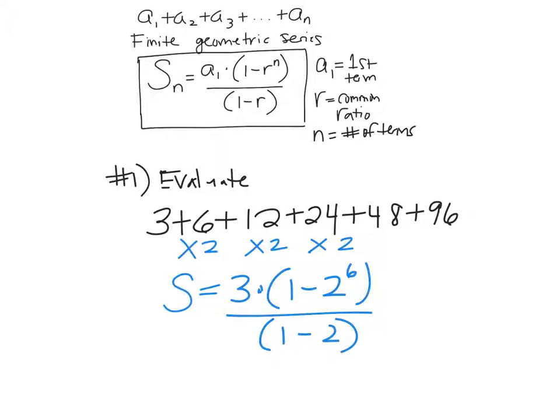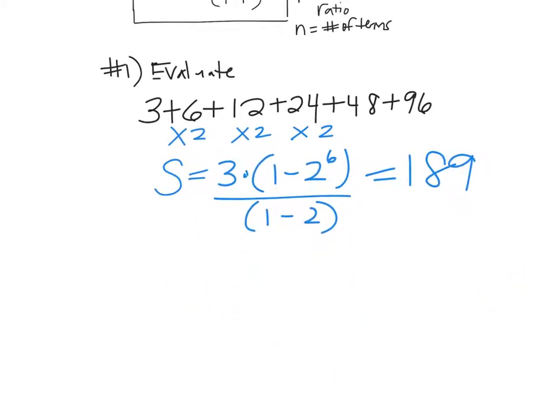189. Did you get that? 189. Perfect. And if you were to add those numbers up on your calculator, which wouldn't take too long, you'd get 189. Can you do that on home base? Yeah, you could.